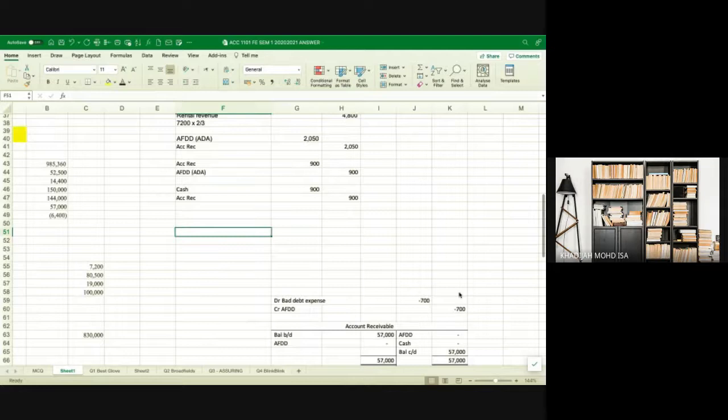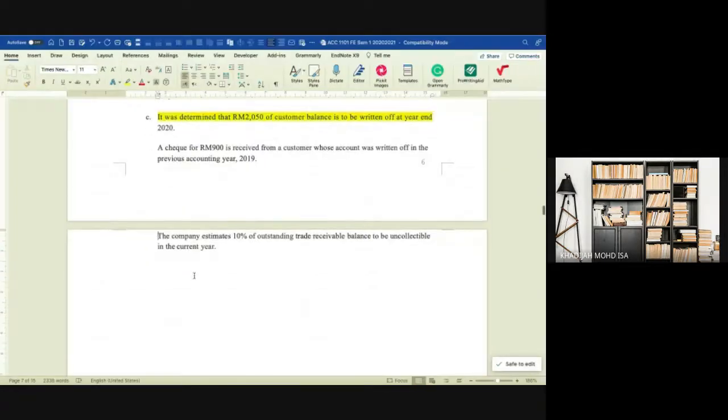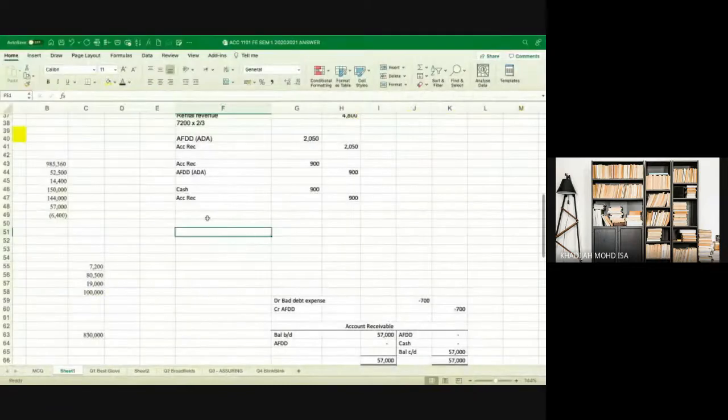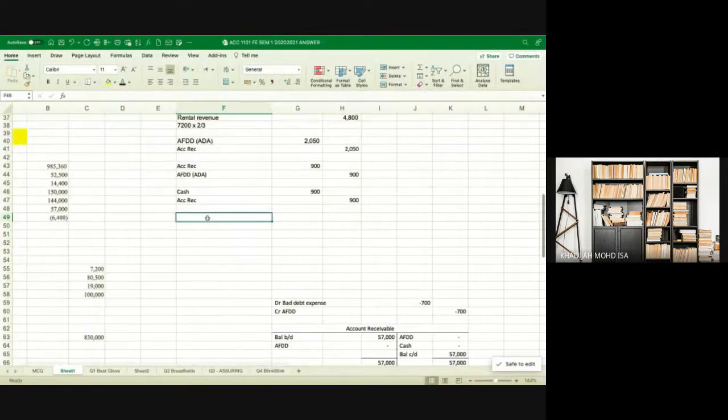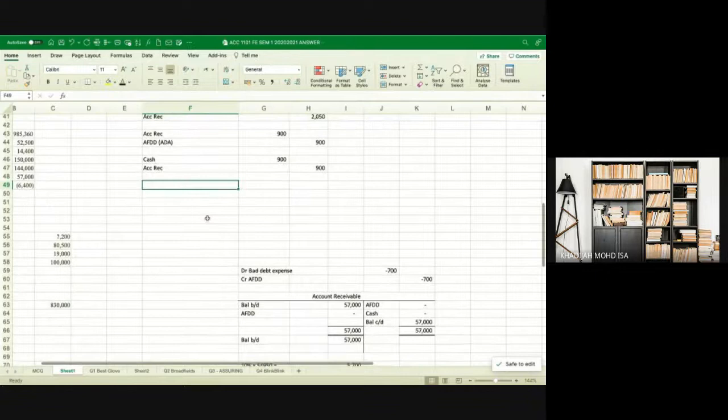And finally, the company estimates 10% of outstanding trade receivable balance to be uncollectible in the current year. So here you have to look at what is your receivable balance. Whatever is your receivable balance, that would be your estimate, and you have to put that into your ADA. That would be your closing balance for your ADA. So it means that what you do here is that you're going to look at your bad debt expense.